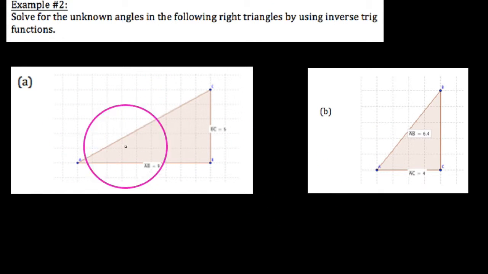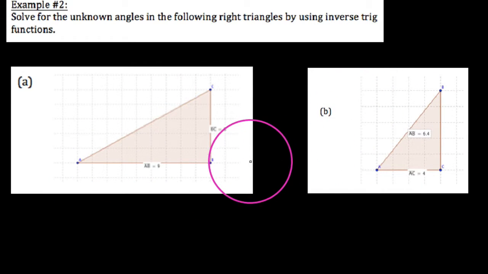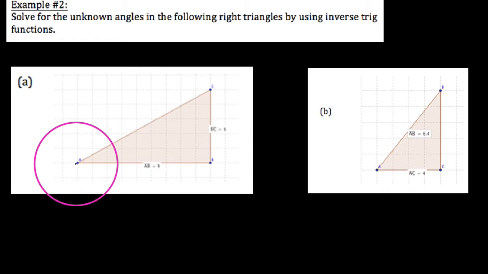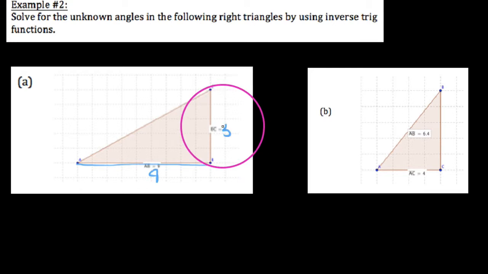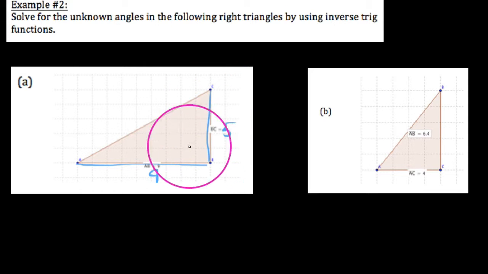Starting with this, what we're trying to do is solve for the unknown angles in the following right triangles by using inverse trig functions. You'll notice that each of these triangles, A, B, and C, are not very clear when you see them here. So I'm going to trace over them. This side here, we'll refer to as 9 units in length. We'll refer to this side here as 5 units in length. But our intention here is to find the unknown angles in this triangle.